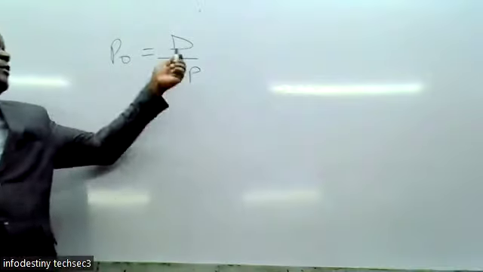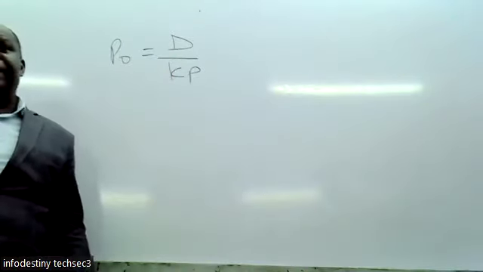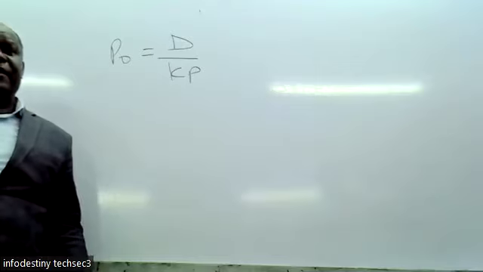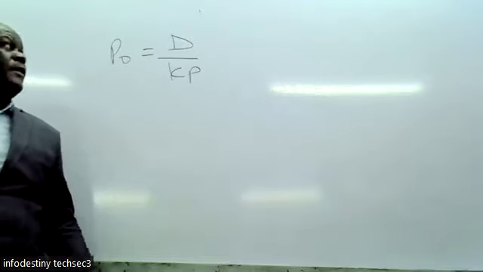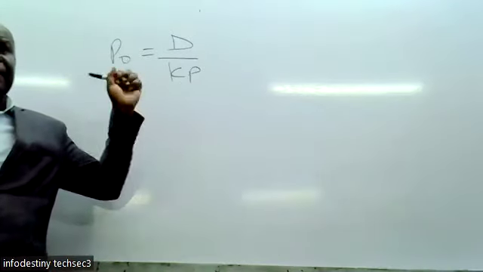KB. So where D is the dividend per share, then KB is the cost of the preference share.